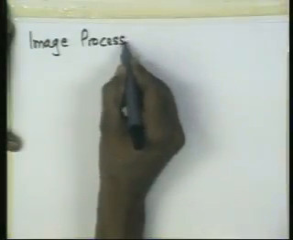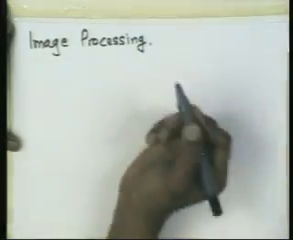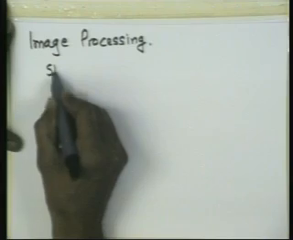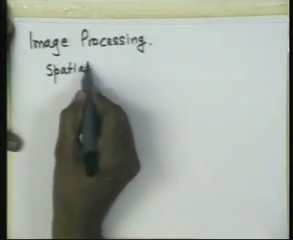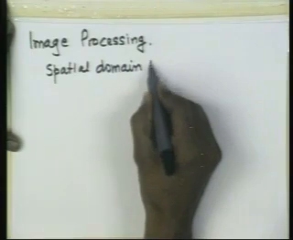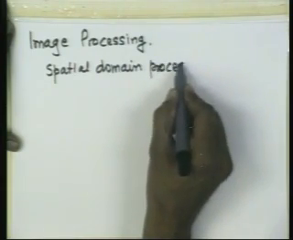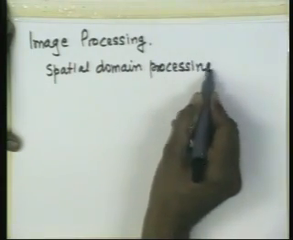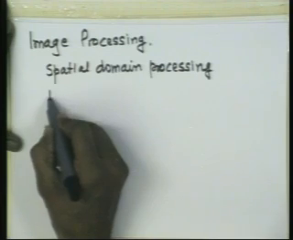Lastly, to look at image processing issues. Basically there are two approaches one uses for image processing. One is called spatial domain processing, and we have the frequency domain processing.